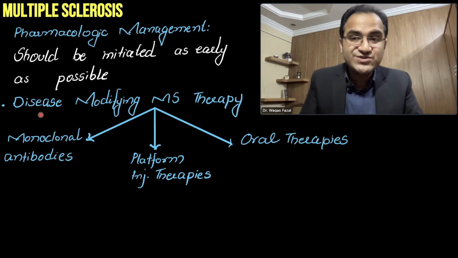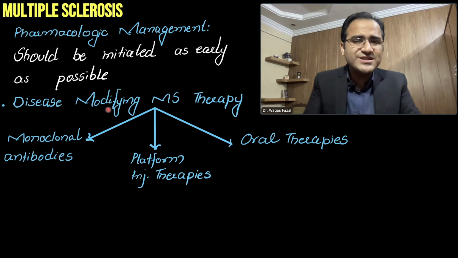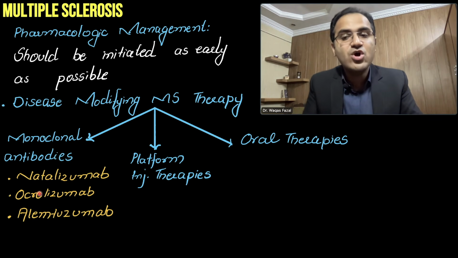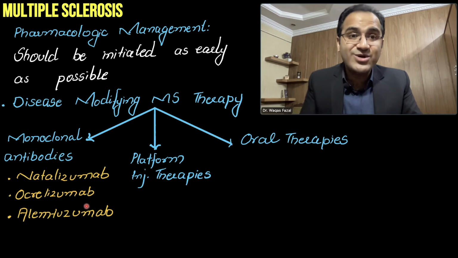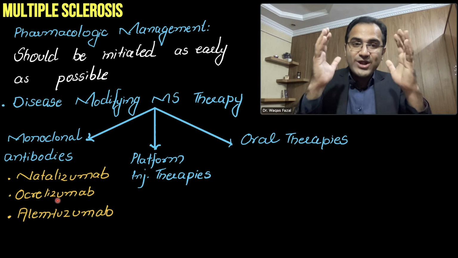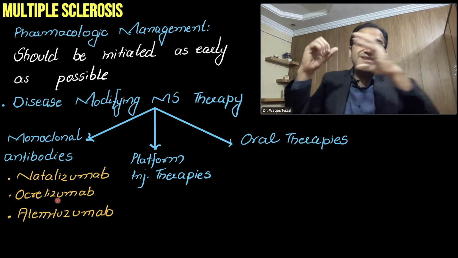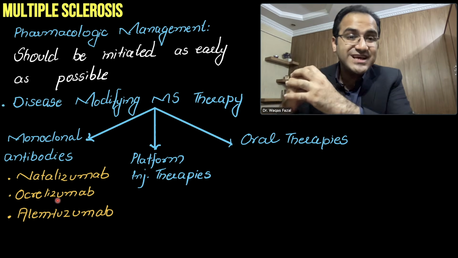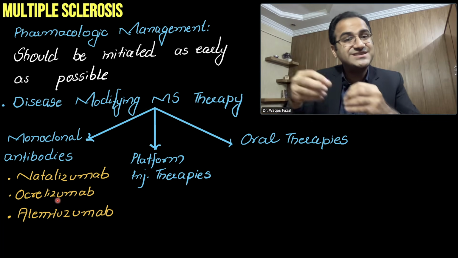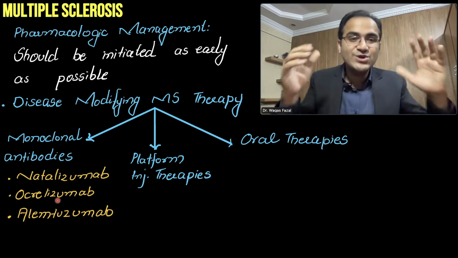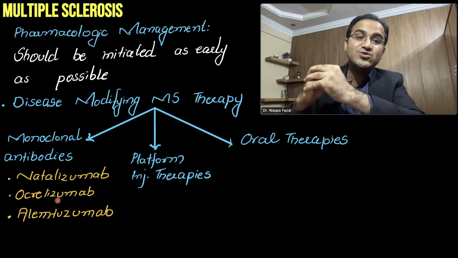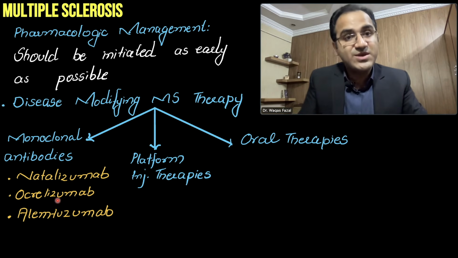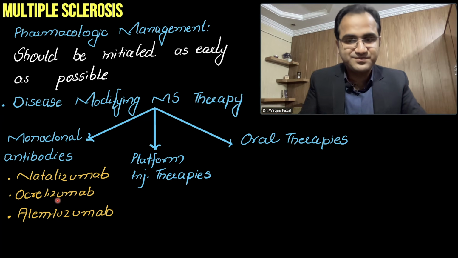In long-term management, you use disease-modifying therapies. In disease-modifying therapies, you have options like monoclonal antibodies. These monoclonal antibodies include natalizumab, ocrelizumab, alemtuzumab. So these are the drugs. These antibodies bind the WBCs that are producing these antibodies. They bind to the plasma cells and remove them from circulation, the plasma cells that are producing antibodies that are damaging the brain. So we use antibodies to catch those plasma cells that are producing these defective antibodies that are attacking the central nervous system.